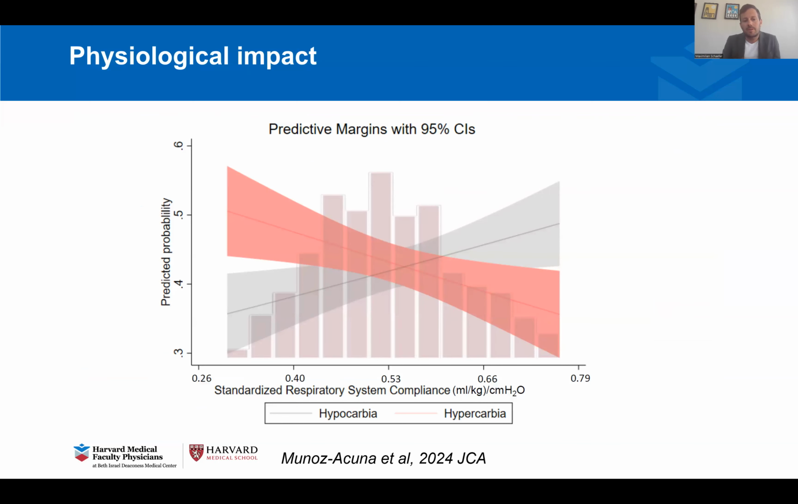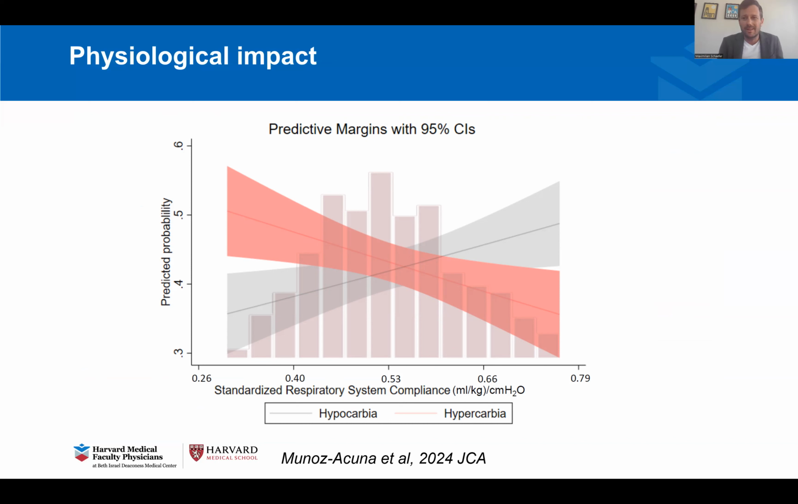And what we did was we predicted hypocarbia and hypercarbia based on the patient's respiratory system compliance. What this figure basically shows is that there's an almost linear relationship with patients' compliance. So patients with a very poor compliance on the left side are at much higher risk of hypercarbia, just because their tidal volumes will be less at the same jet ventilator settings. And patients with a very high compliance will be at higher risk of hypocarbia, just because they'll have higher tidal volumes at the same jet ventilator settings and therefore higher minute ventilation.